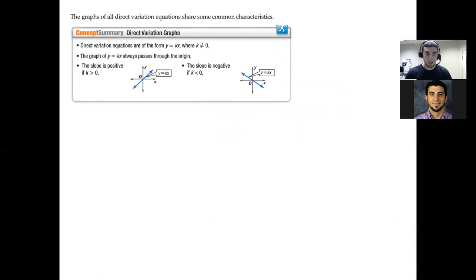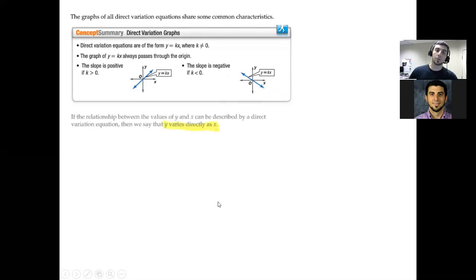If k is positive, the graph has a positive slope and rises from left to right. If k is negative, like here, the slope is negative and the graph falls from left to right. So if the relationship between the values of y and x can be described as a direct variation equation, we say the phrase y varies directly as x.